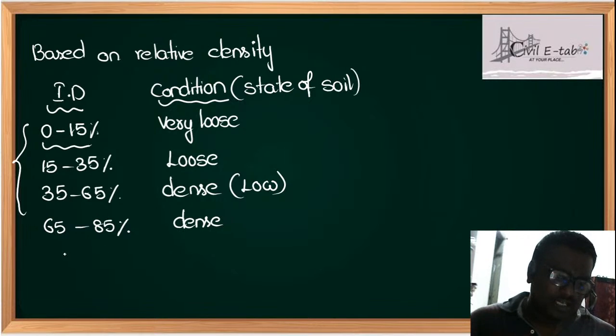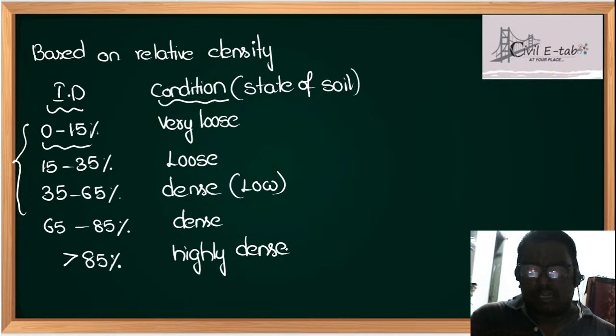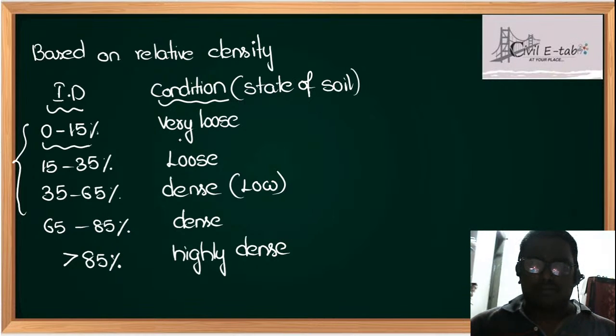And remember, students, if it is more than 85 percentile, then it is called what state? Highly dense state. So here you are not only classifying, it is not only useful for classification of coarse grain, it is also useful in the classification of the state of the soil, whether it is wet.